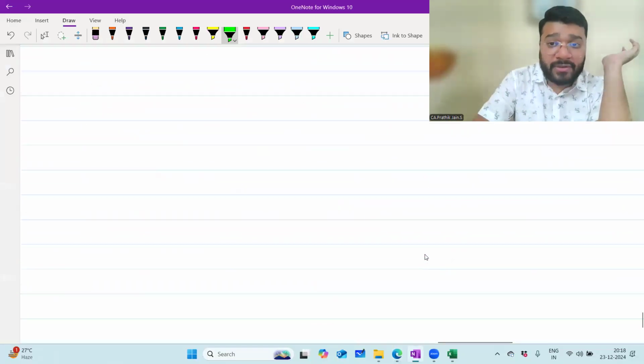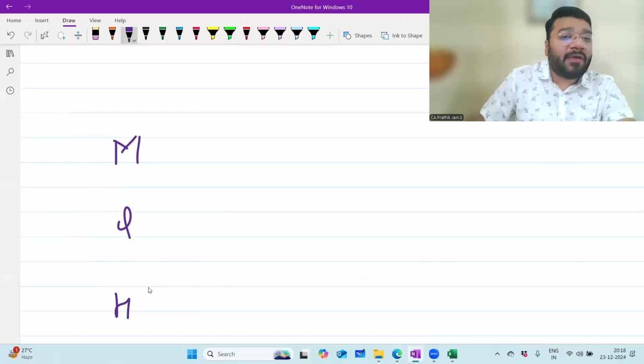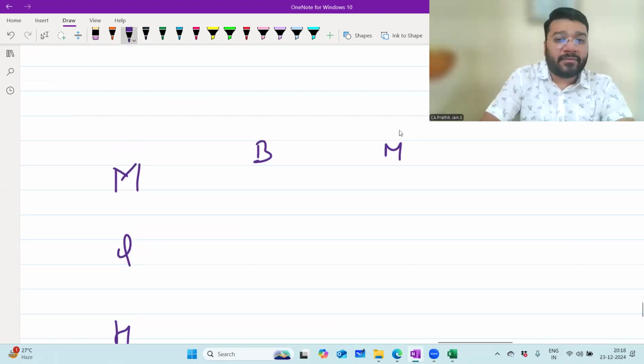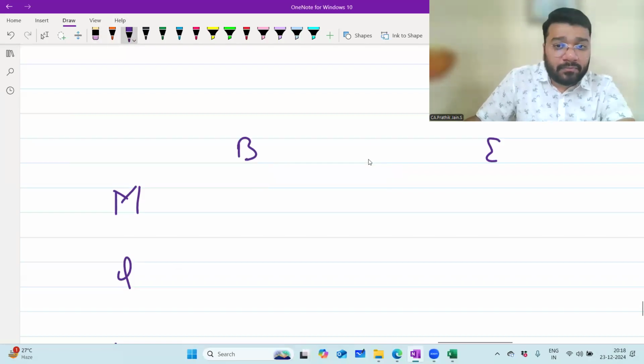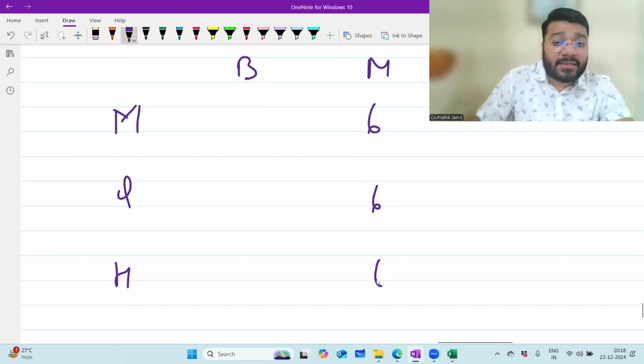Let's do the tabular column. You don't have to do it, just tell me. Monthly, quarterly, half yearly. Then beginning, middle, end. Middle will always be 6, 6, 6, when your financial year is 12 months.